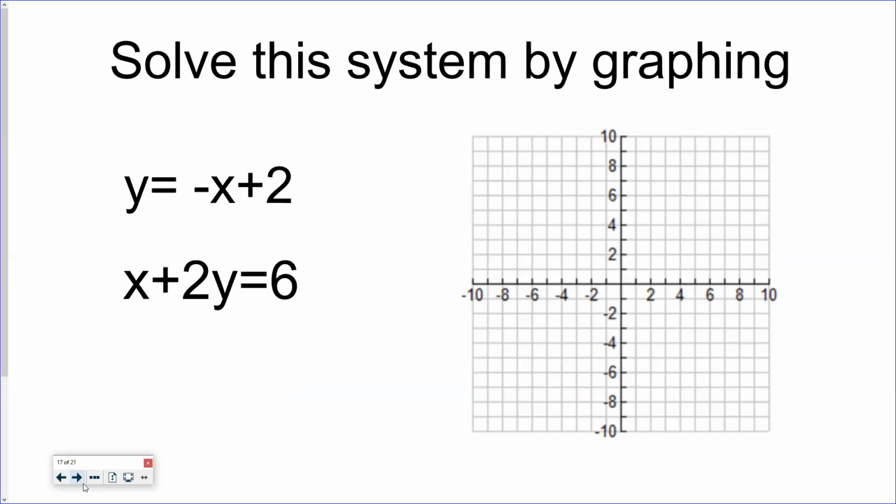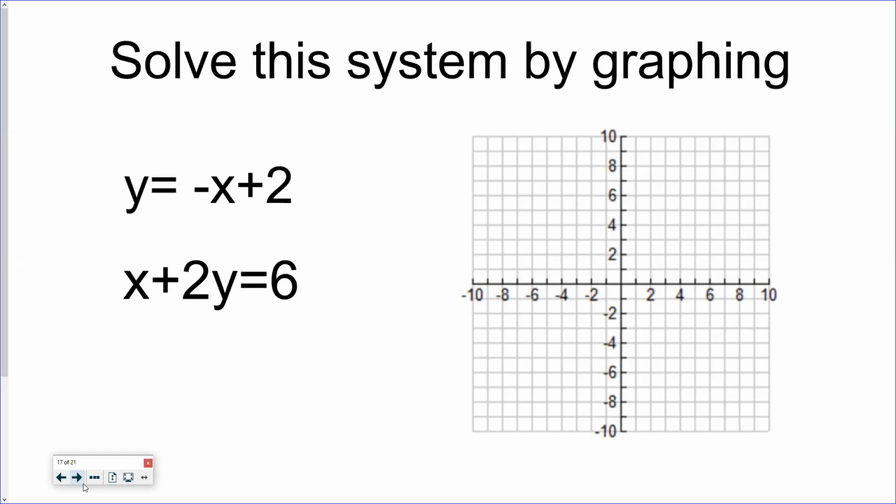All right, well, what if both of our equations aren't in slope-intercept? What if one of them is in standard? What would we have to do then? Well, in standard, I cannot identify anything, but I can change this equation from standard to slope-intercept. So how do I do that?